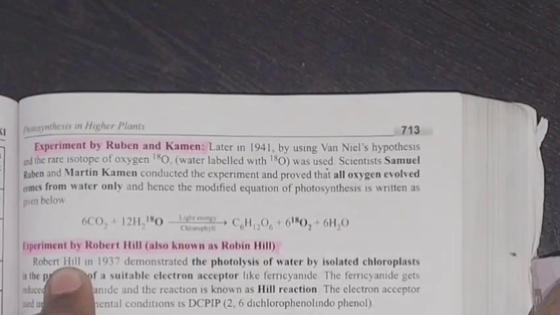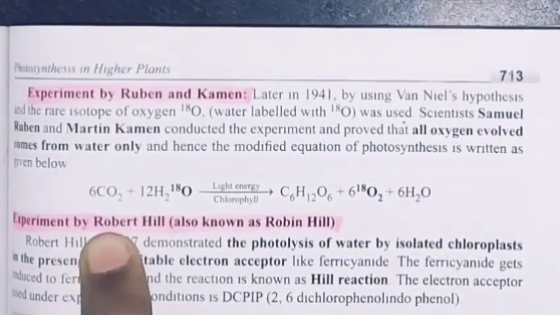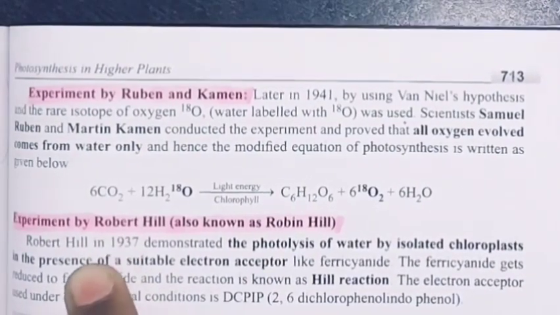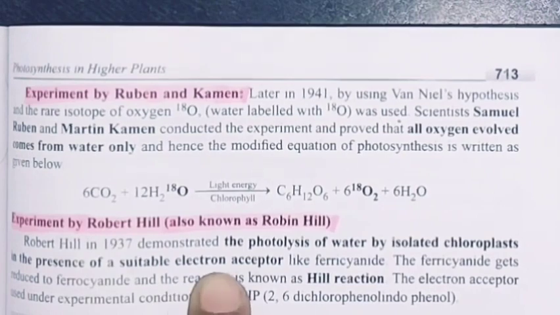Now, at last, there was the experiment by Robert Hill. Robert Hill in 1937 demonstrated the photolysis of water, which is also part of the light reaction, in which water gets split into hydrogen and oxygen in the presence of light, and it takes place in the chloroplast.